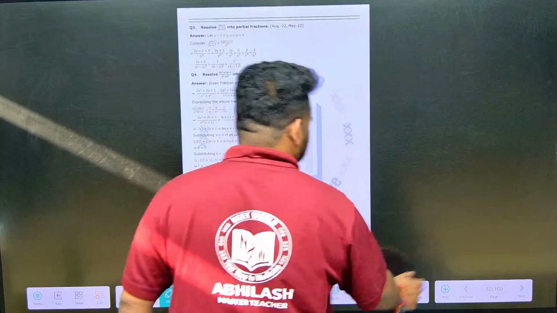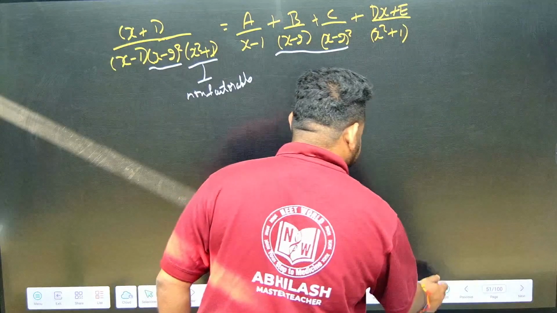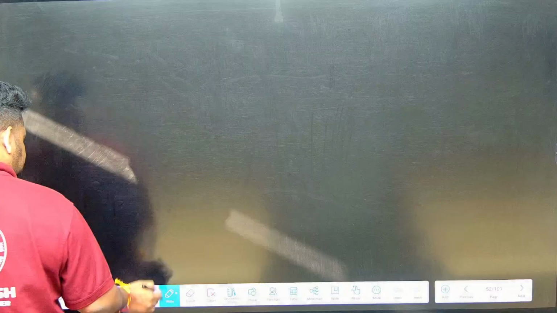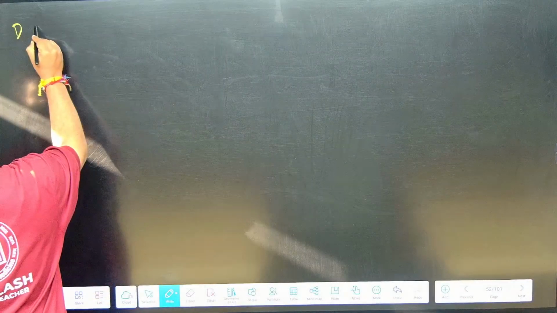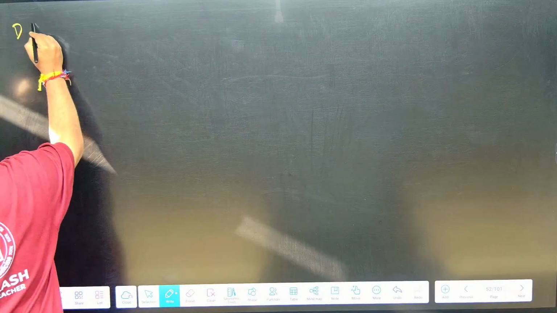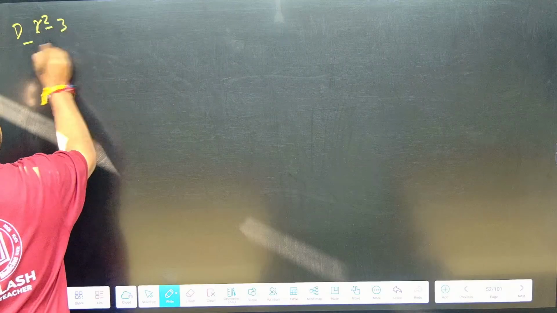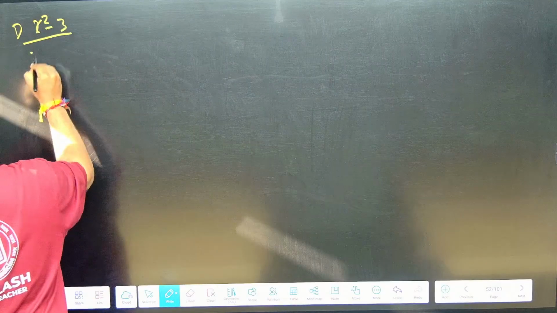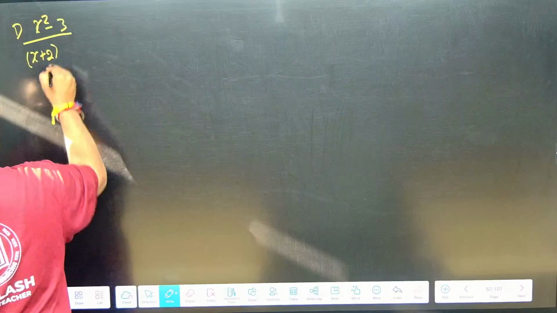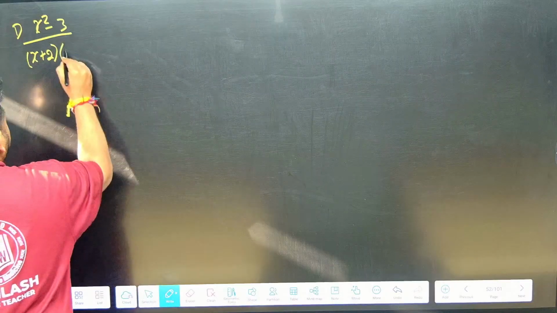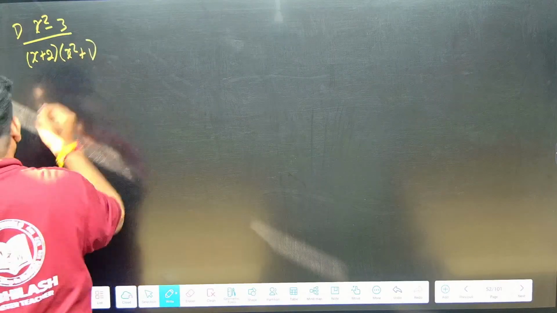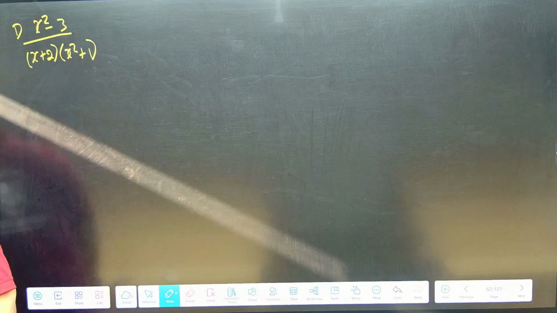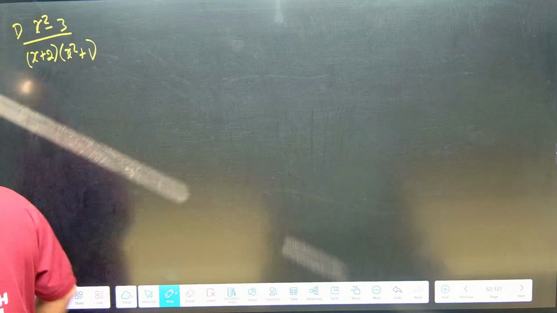Let us take up a question. The question that is given, observe here carefully: x square minus 3 by (x plus 2) into (x square plus 1). Now resolve into partial fractions is the question.